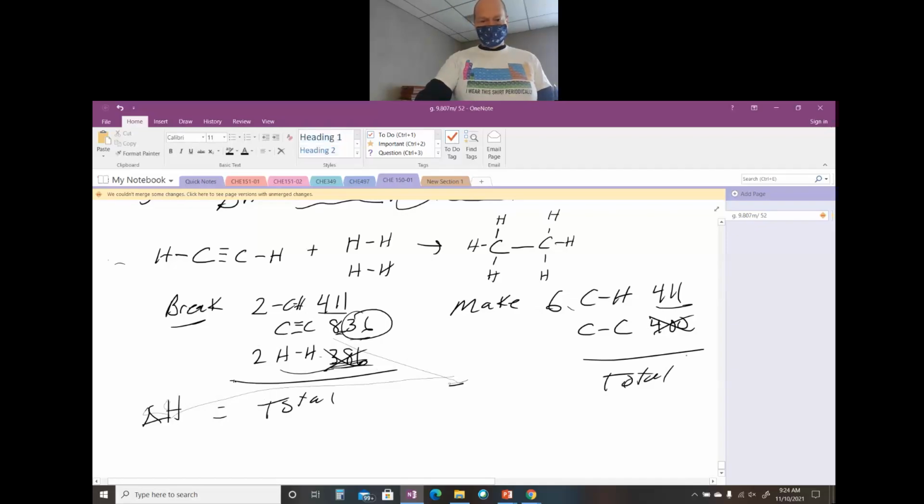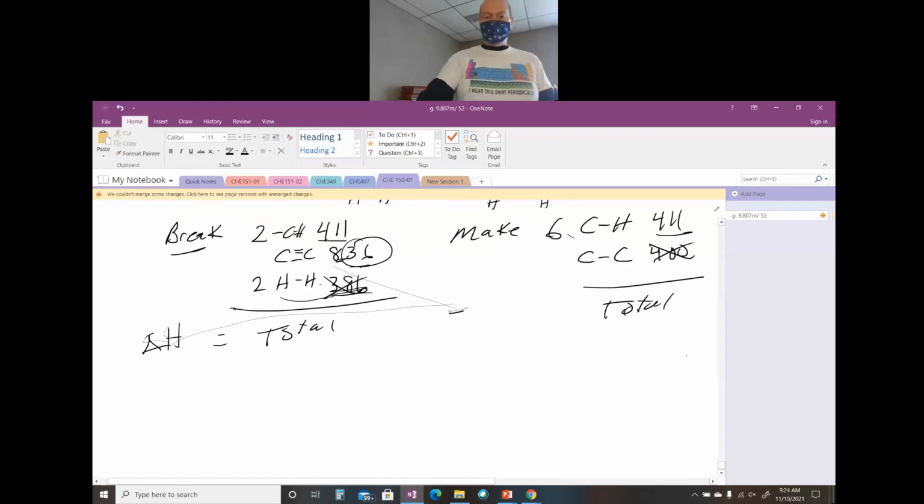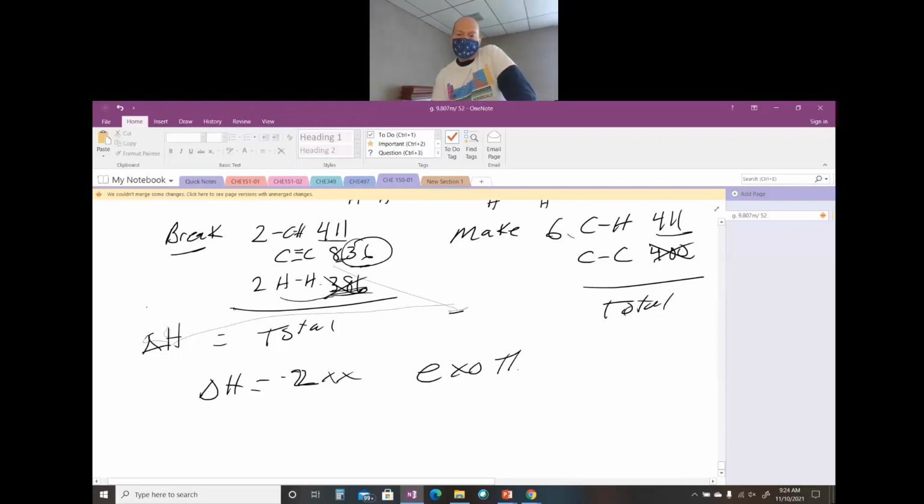All right, so just look those up on your chart, get your totals, subtract them, and you're going to get a delta H that is going to be negative 200 and something. And so then that is going to be, of course, an exothermic reaction.